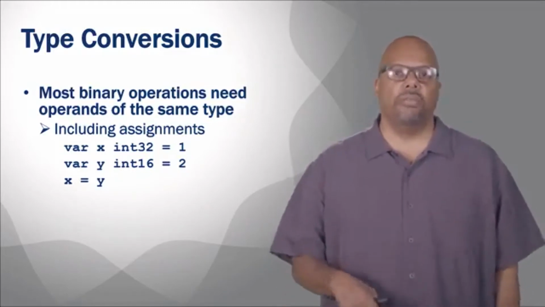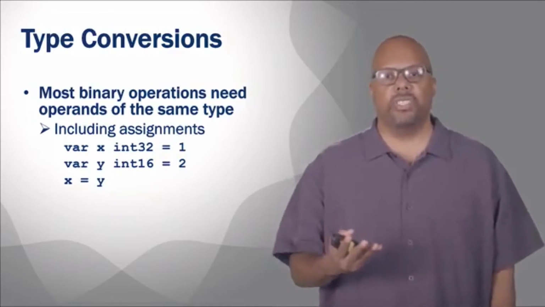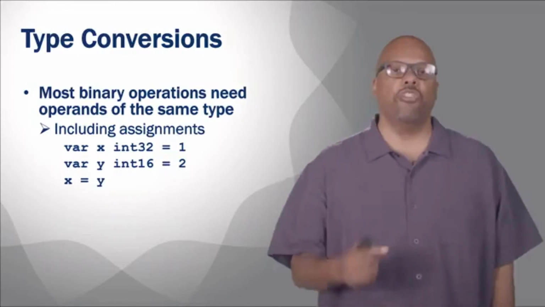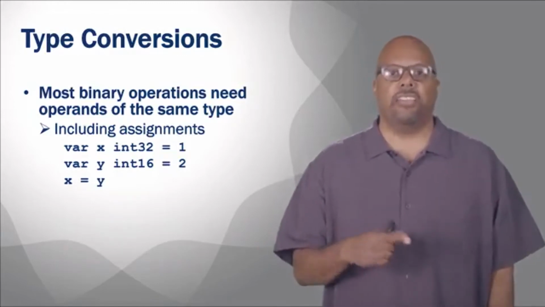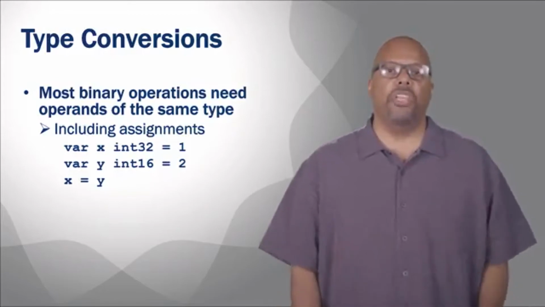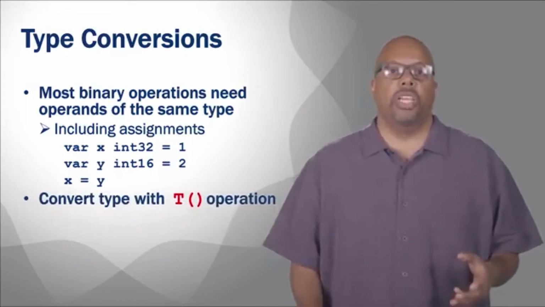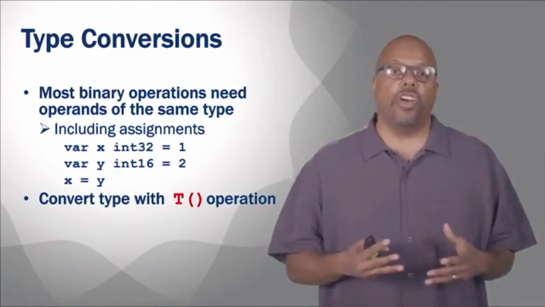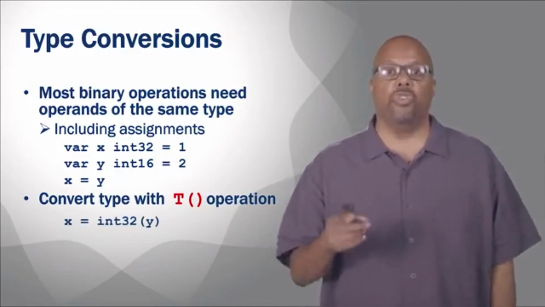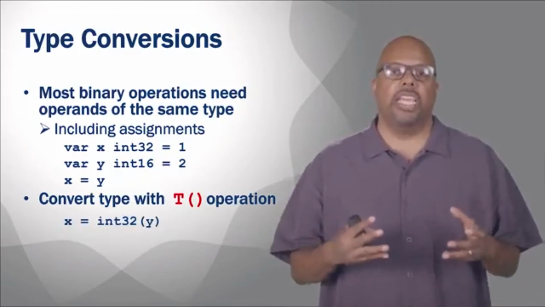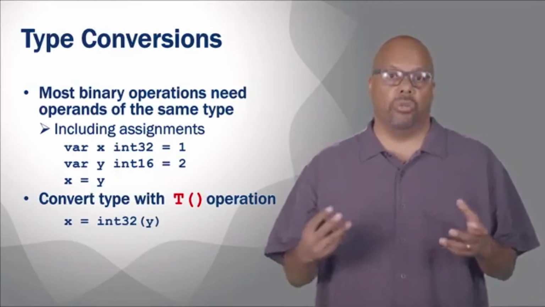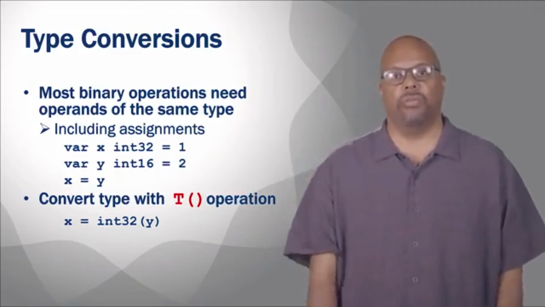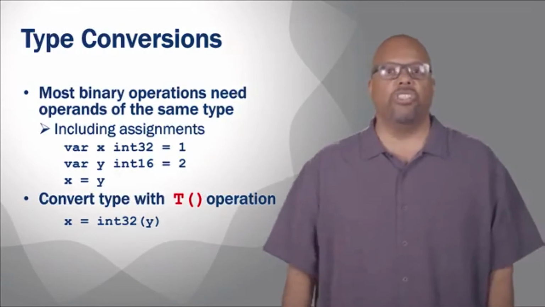So in order to do this, you've got to convert one to the other. For instance, you might say, let me take that y, which is an int16, convert it to an int32, and then assign x to that, and then that would work. The way you do type conversions like that is you use this T operation, where T is the name of the type. If I want to convert y, an int16, into an int32, I just use this built-in function int32, right? And that will take whatever its argument is and try to convert it into an int32. So x equals int32(y). That's what it would do.